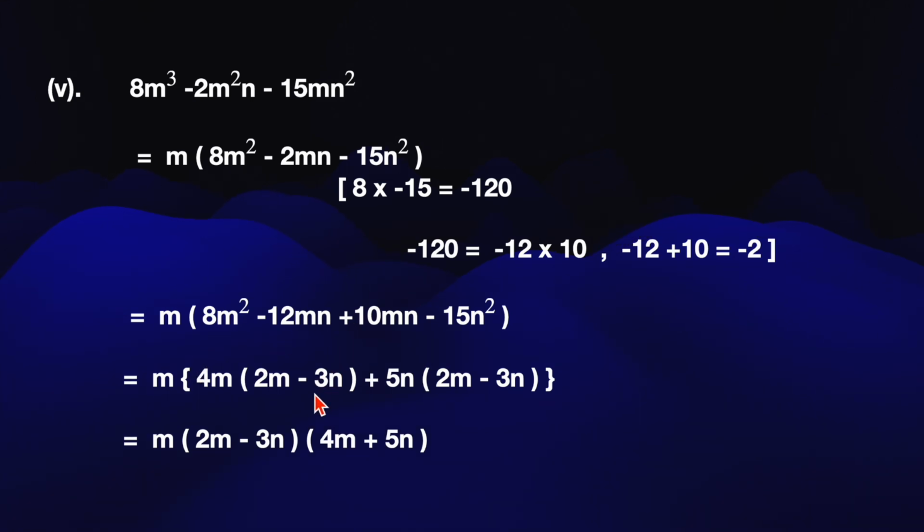Now follow the same procedure. M, leave it as it is. Put a big curly bracket. Take out 4m common. You get 2m minus 3n. Here take out 5n common. You get 2m minus 3n. So m into 2m minus 3n into 4m plus 5n.